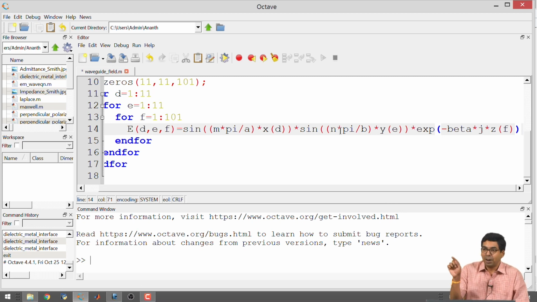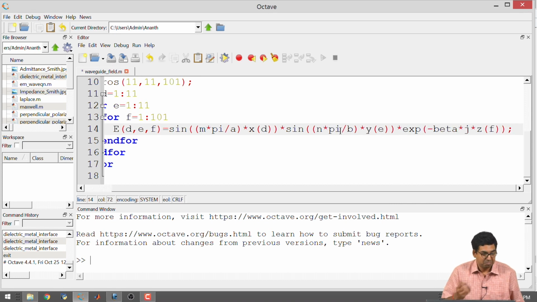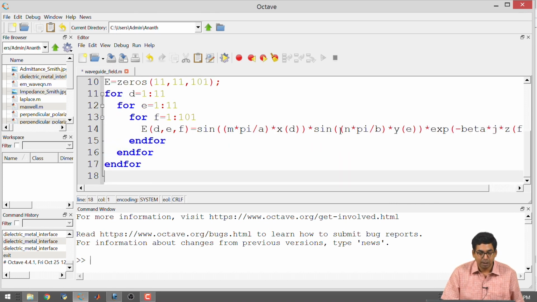I just changed the order: instead of minus j beta z, I put minus beta into j, because that is easier to do in Octave, otherwise it will throw an error that j is not found. By default it defines j as the square root of minus 1 if I do not specify anything. So I just put a semicolon, and there is nothing more; I can calculate the field using the formula.